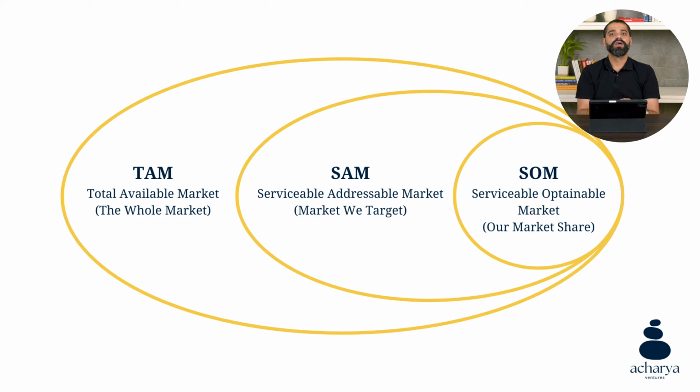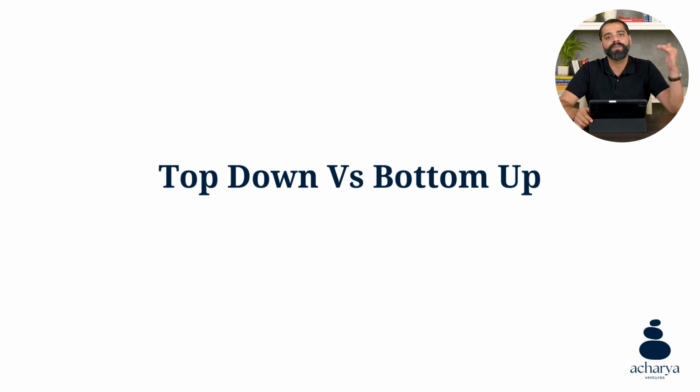Finally, we come to the SOM, which is the serviceable obtainable market. This refers to the market share that we are going to acquire in the market that we are targeting out of the total available market. There are two approaches you can take. One is a top-down approach, where you start with the TAM and go down to the SOM. The other is a bottom-up approach, where you start with unit economics and your SOM, and then try to estimate the TAM.